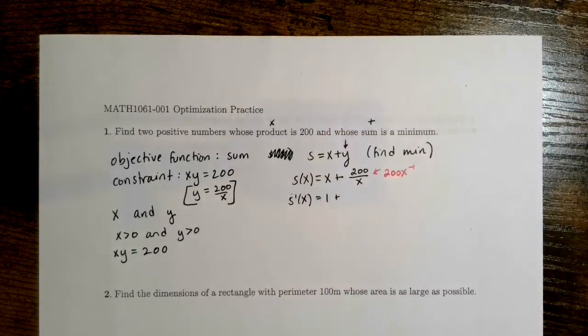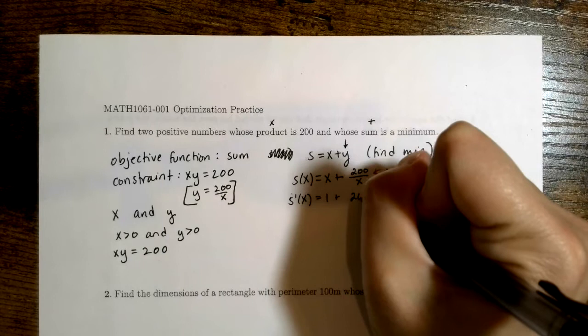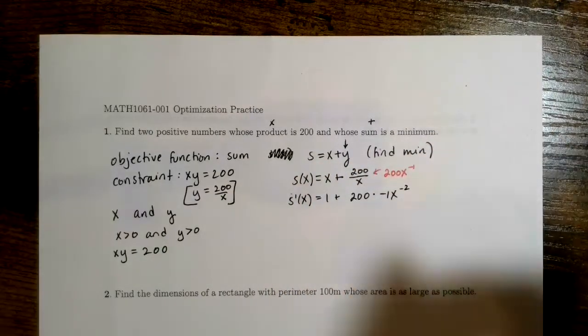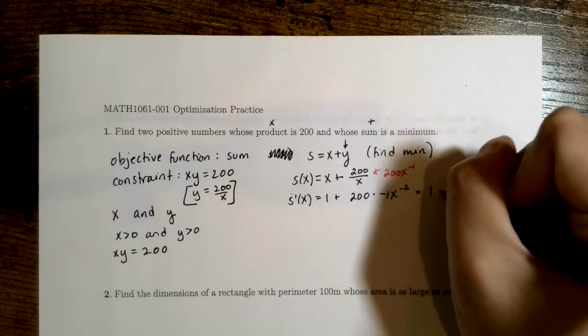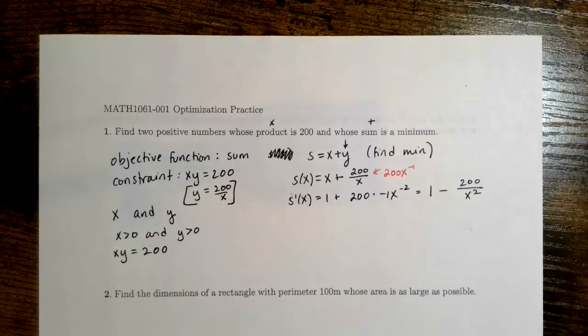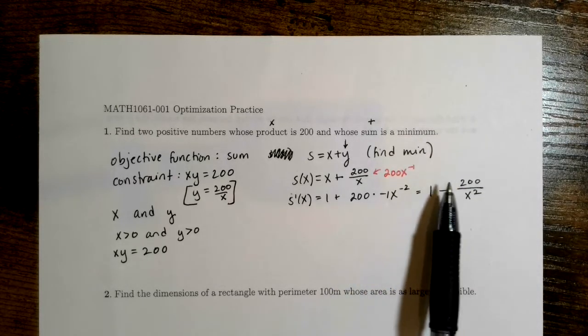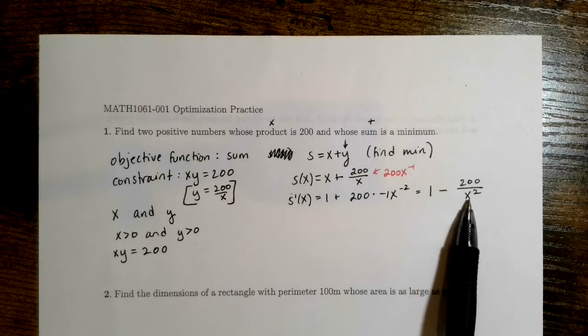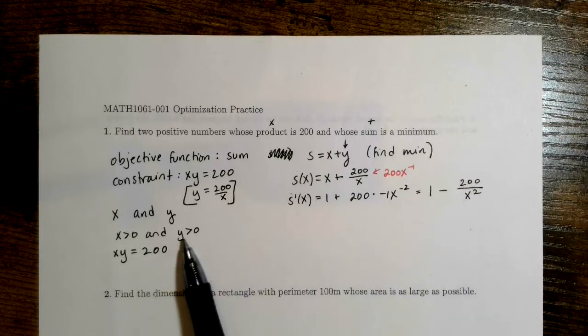So when I take its derivative, I get 200 times negative 1x to the negative 2, which is 1 minus 200 over x squared. All right, so you may notice in the search for critical numbers that 0 is a number we can't plug into the derivative, but 0 is being excluded anyways here.